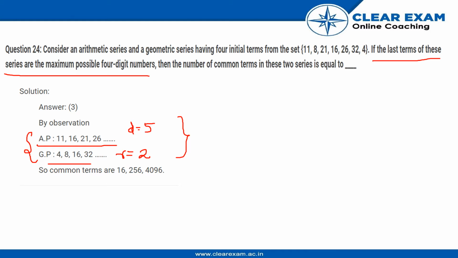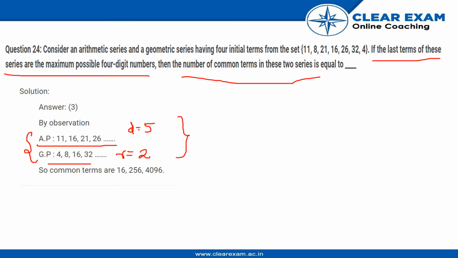So if we look at the GP, we are asked that we need to find the common terms. If we see the GP over here, it will be easier to analyze what common terms will be present in these AP and GP. And we can also identify the maximum possible four-digit number in this.